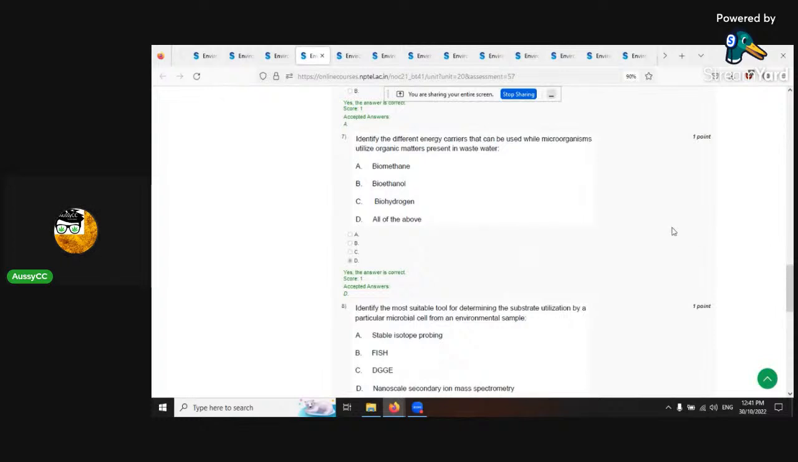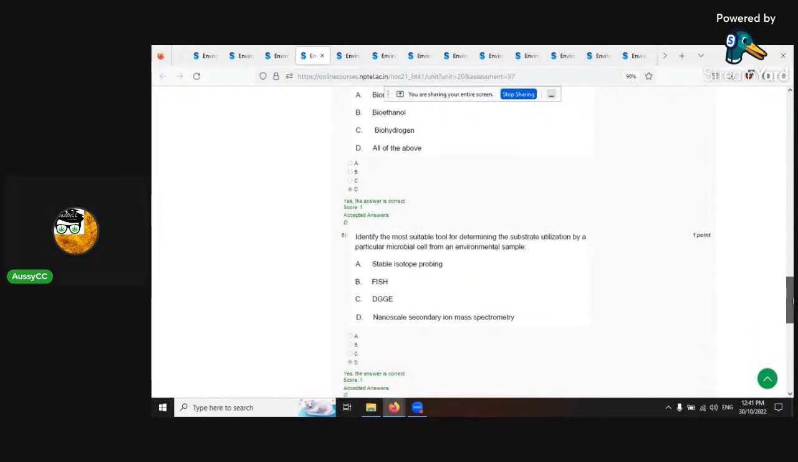Identify the most suitable tool for determining the substrate utilization by a particular microbial cell. Nanoscale. Nano is always rad. Next generation sequencing.